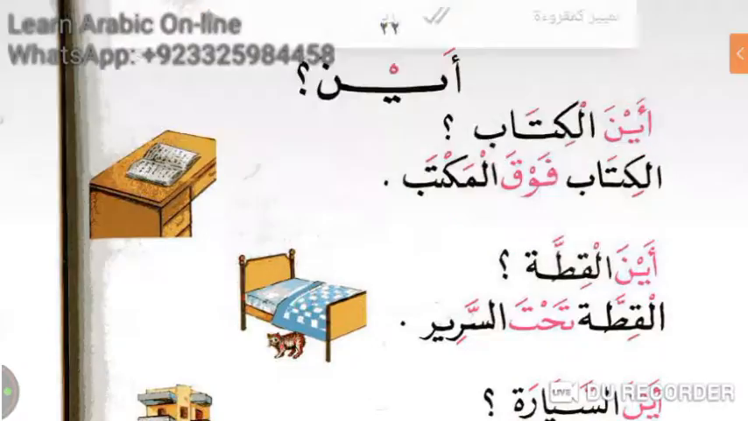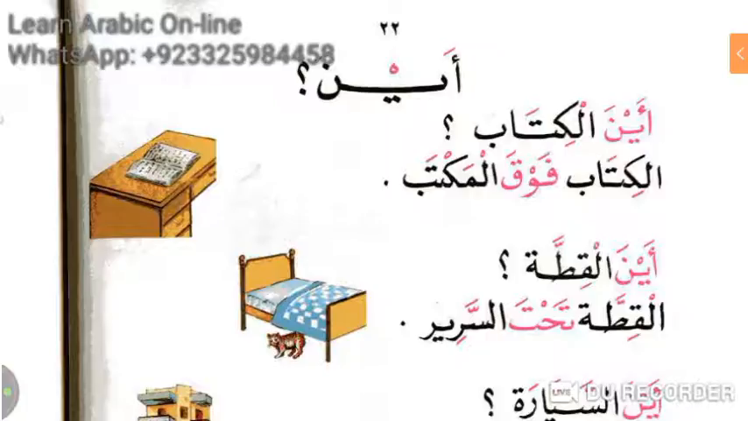Okay. Al-kitabu. Fawqa. Fawqa al-maktabi. Fawqa, makta, and leave it there. I'll say fawqa al-maktabi. The book maktabi. Yeah. Is there a reason? Okay.